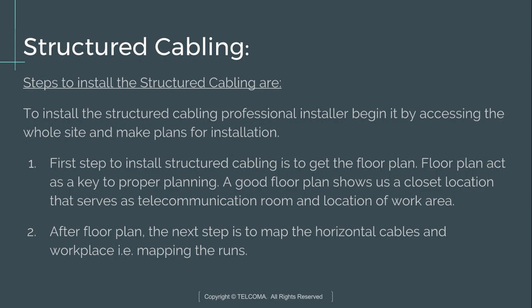To install structured cabling, a professional installer begins by assessing the building and making a plan for installation. The first step is to get the floor plan or the building architecture. A floor plan acts as a key to proper planning. A good floor plan shows us the closet location that serves as the telecommunication room and the locations of work areas. After the floor plan, the next step is to map the horizontal cables and work areas, that is, mapping the runs. Then we locate the horizontal cabling and the work areas where the devices are located in the building.